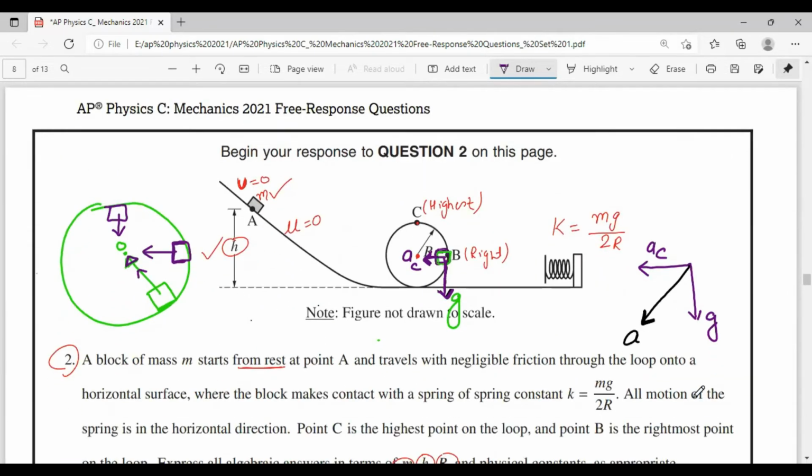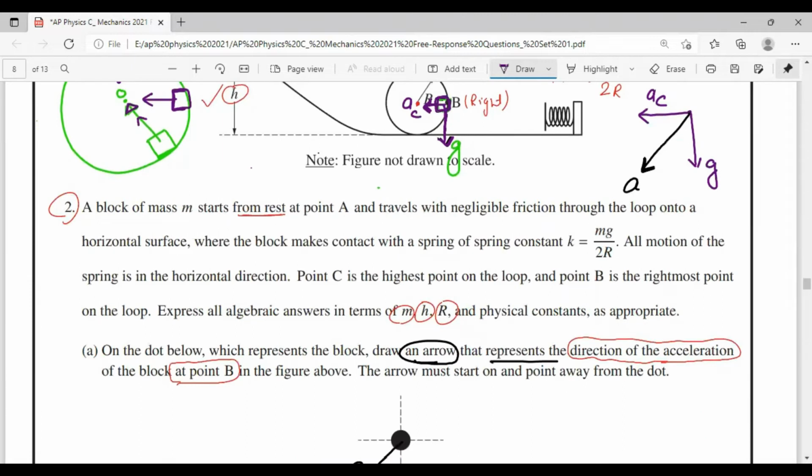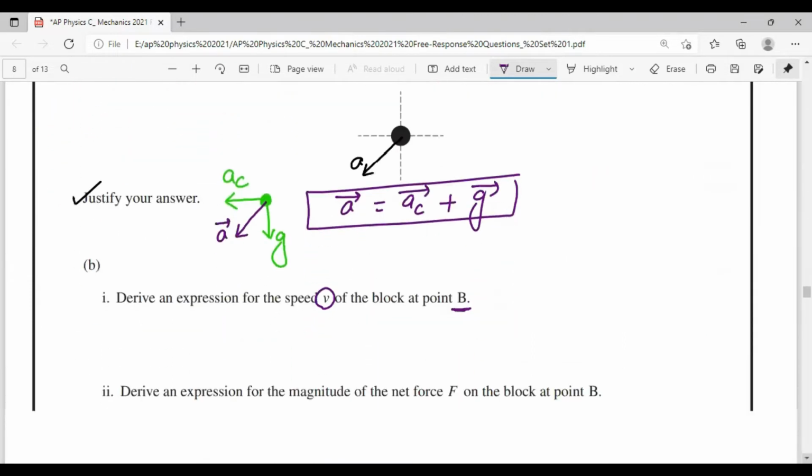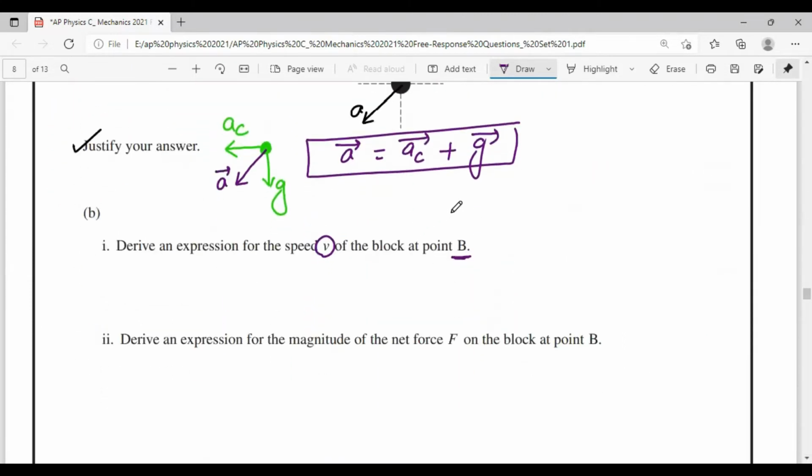When this block will reach point B, what will be its velocity? See friends, in this type of question, I think you know very well there are two theorems. One is conservation of total mechanical energy.